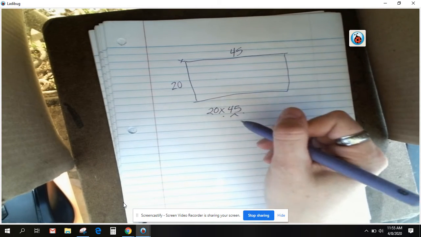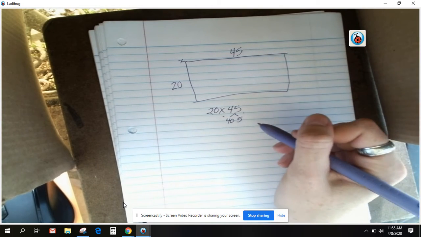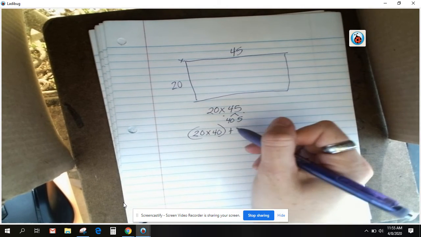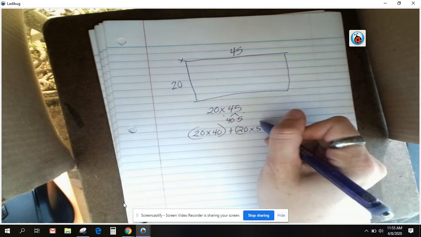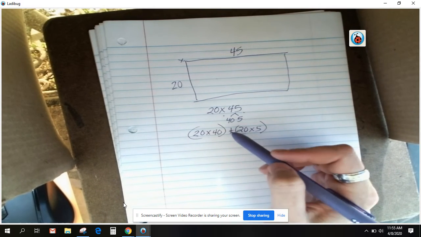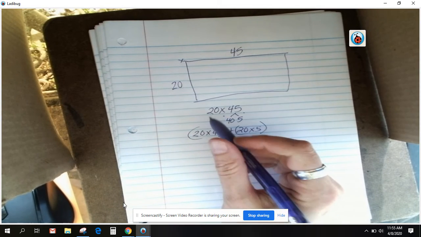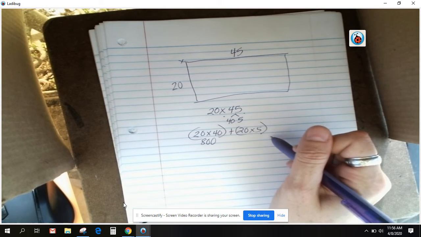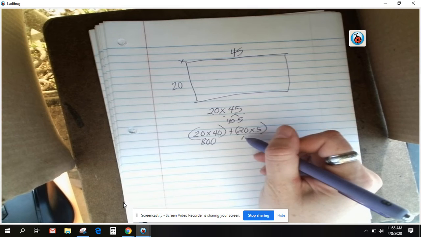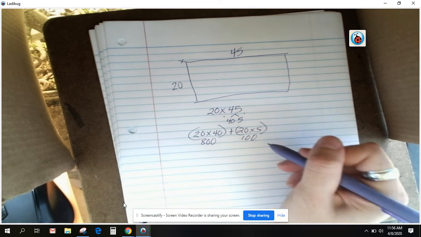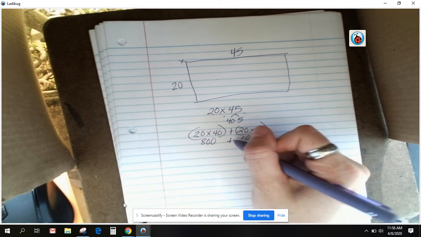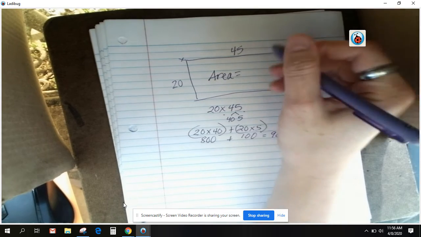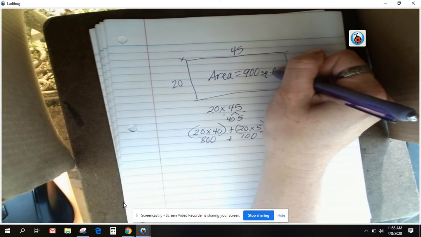Well, a lot of times we can decompose these numbers. So for instance, 40 and 5. Then we could use the distributive property to help us: 20 times 40 plus 20 times 5. Looking at that, 20 times 40, well, I know 2 times 4 is 8, so I know 20 groups of 40 is 800. Okay, 20 groups of 5. I know 2 times 5 is 10, and 20 groups of 5 would be 100. So 800 plus 100 would get us 900. So the area for Carl's garden is 900 square feet.